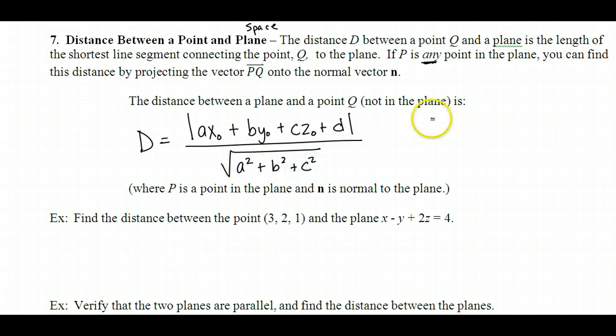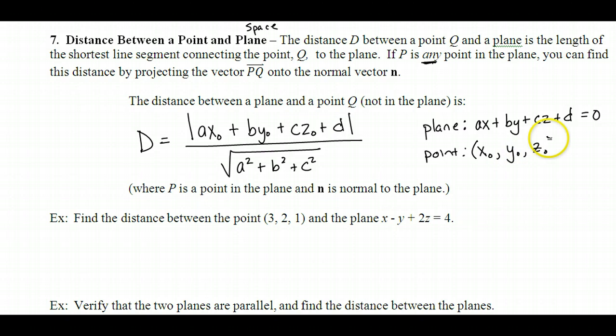Well, what these things are, we know that our plane is represented by the equation ax plus by plus cz plus d is equal to 0. So that's where the a, b, c, and d come in. Well, then we also need a point, and this point Q, which is not on the plane. Our point, and I don't know why they use sub 0, is x sub 0, y sub 0, z sub 0.